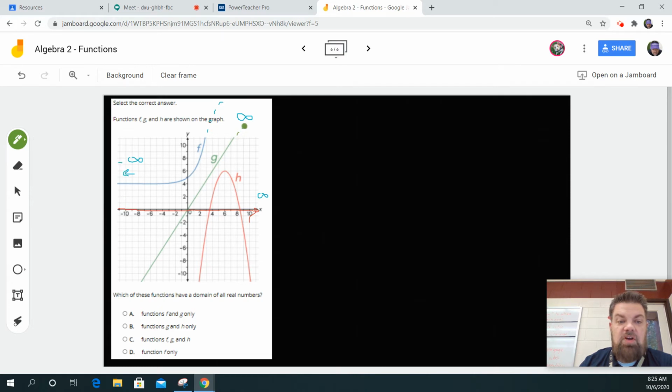G, if you look at it, it looks like it's going to continue. So if I look going left to right, it looks like it'll keep going to the right forever. So that one looks like it approaches positive infinity. And if I come down here, that looks like it's going to go down forever. So that is approaching negative infinity. So I'm just looking left to right.